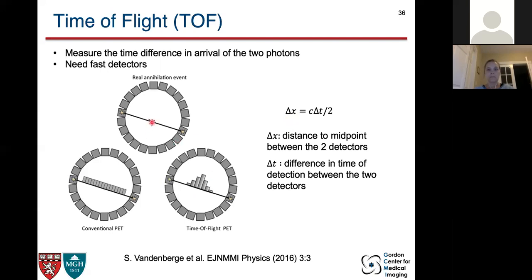The distance where the event is estimated to originate, the offset from the center point, is correlated to the difference in detection time. And to do this, you need fast detectors, because the faster detectors you have, the better you can estimate this position, and the smaller this region will be, which will be beneficial for image quality.